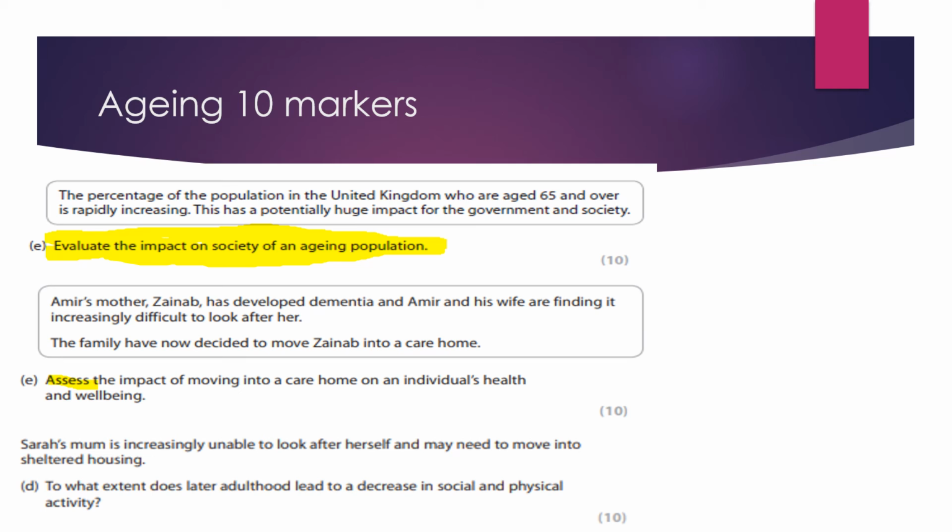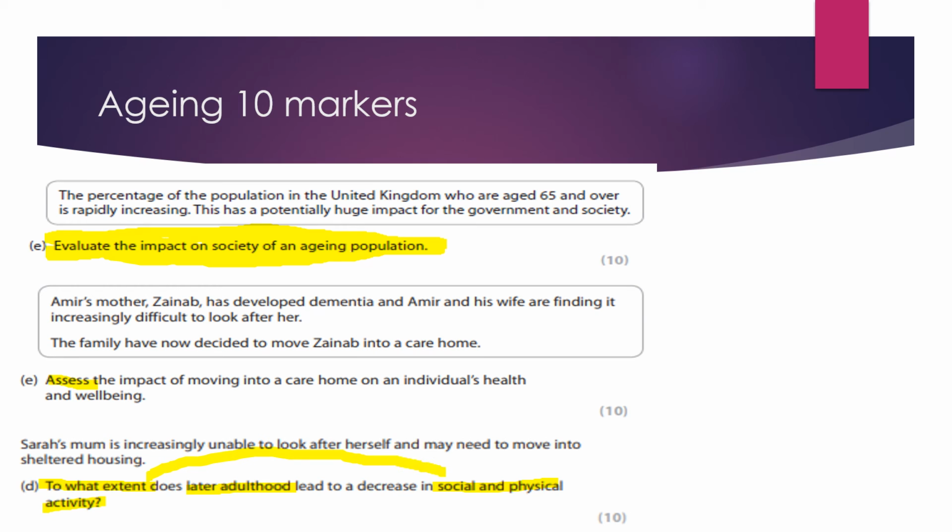Throwing in theories again, you could throw in the Havighurst and Cumming and Henry. You could throw in Bowlby and attachment. You could throw in Holmes and Rahe and stress. So you could throw in quite a few there. And then, to what extent does later adulthood lead to a decrease in social and physical activity?